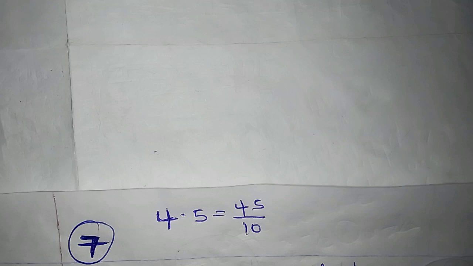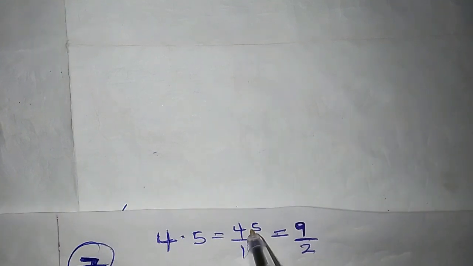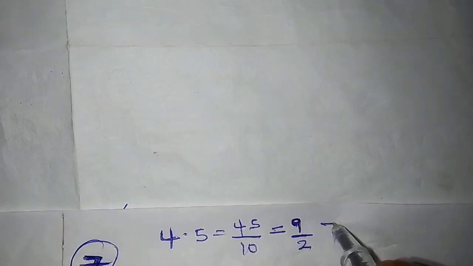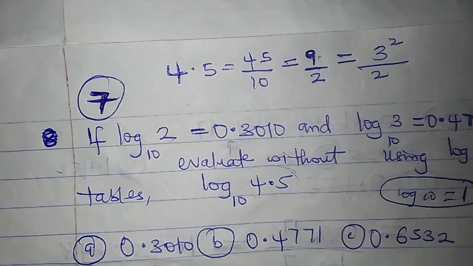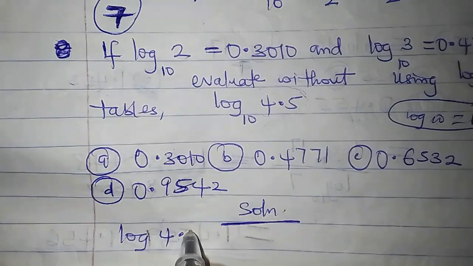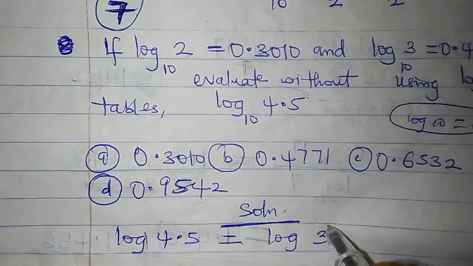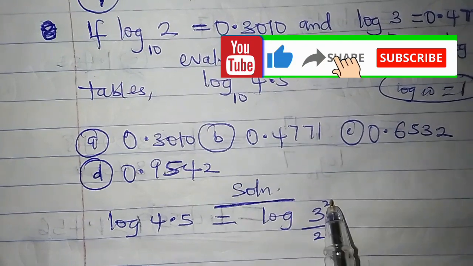4.5 is 45 over 10, which is simply 9 all over 2, because 5 into 45 is 9, 5 into 10 is 2. Now, 9 is equal to 3 raised to the power 2, all over 2. So it means that log 4.5 to base 10 is the same thing as saying log of 3 raised to the power 2 divided by 2. That's what it means, since 3 raised to the power 2 is 9.